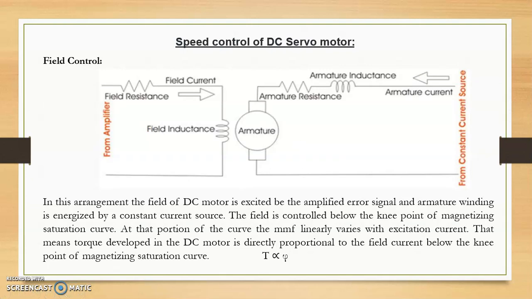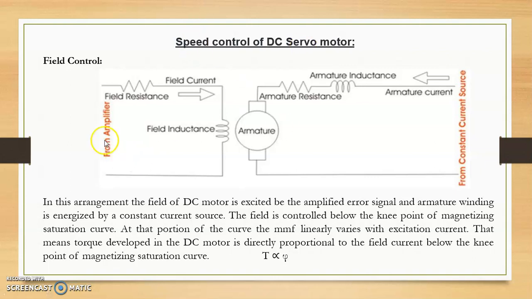Now we are going to the different speed control operations. Why? Because DC servo machines are widely used in all applications. These DC servo machines have similar properties to shunt or series DC machines. So the major speed control techniques of the machine are field control and armature control.